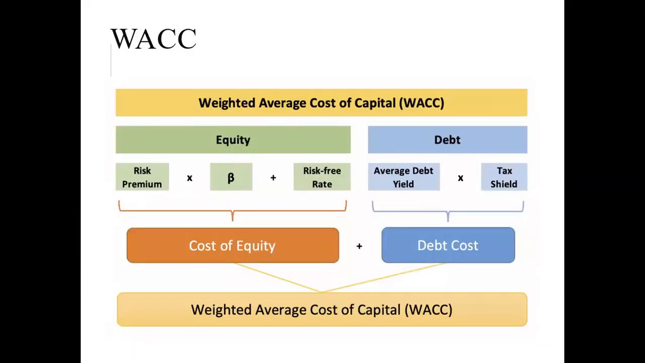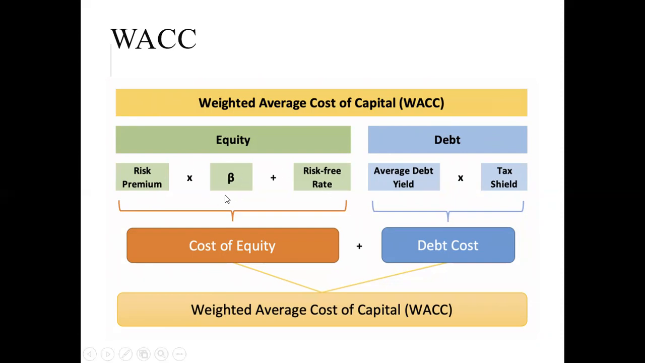So we can simply summarize the weighted average cost of capital. It is split into equity and debt, and the equity is based on the risk premium that we are going to calculate from the difference between the risk-free rate and the market rate, and this gives me the risk premium.